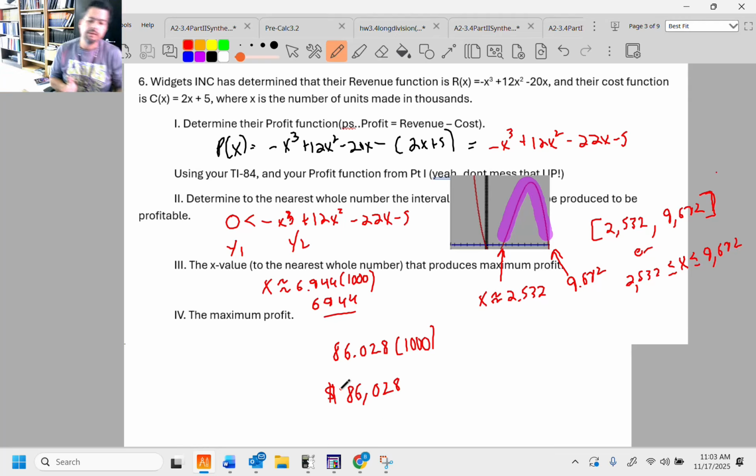Presumably, this is an American company. So presumably, it's dollars. I mean, we are in America. Question's written in English. Doesn't make sense that it's Italian.